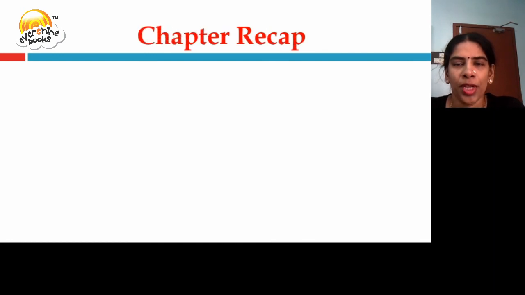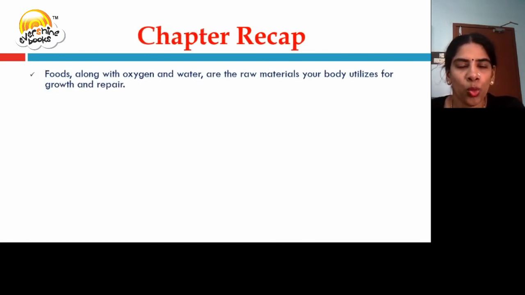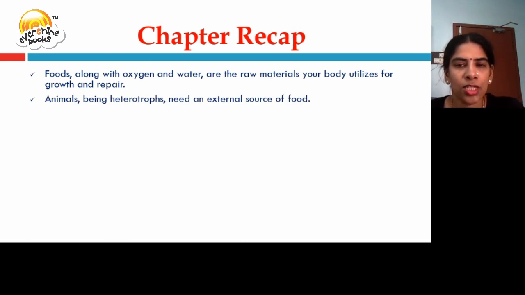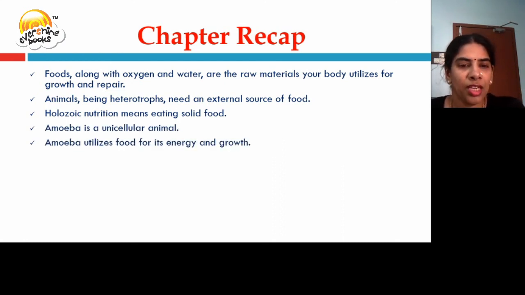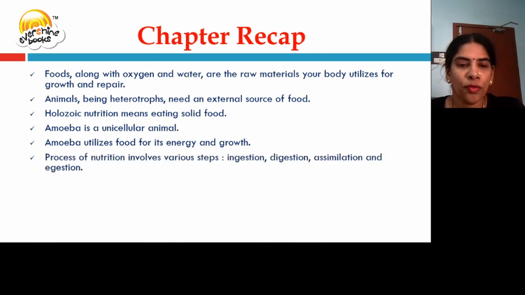Let us have a chapter recap. Food along with water and oxygen forms the raw materials of our body for growth and repair. Animals, being heterotrophs, need an external source of food. Holozoic nutrition means eating solid food. Amoeba is a unicellular animal. It utilizes food for its energy and growth. The process of nutrition involves ingestion, digestion, assimilation, and egestion.